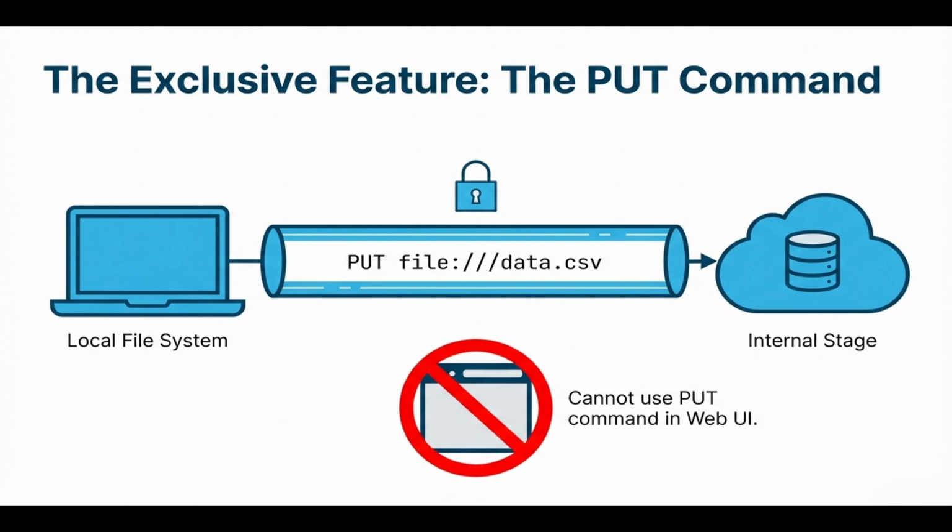The PUT command is used to upload files directly from your local file system into a Snowflake internal stage. In simple terms, it moves data from your laptop to Snowflake securely. The syntax uses PUT file:// and you need to specify the path, which clearly shows that the source is a local file.